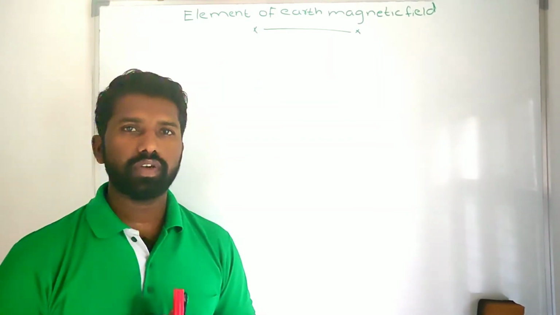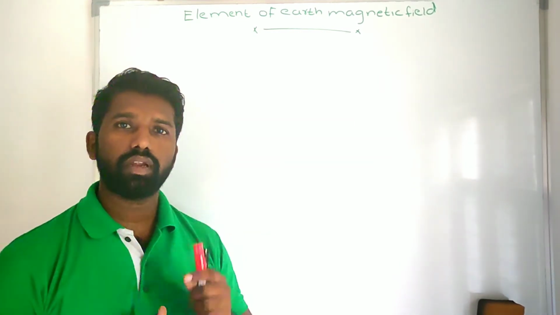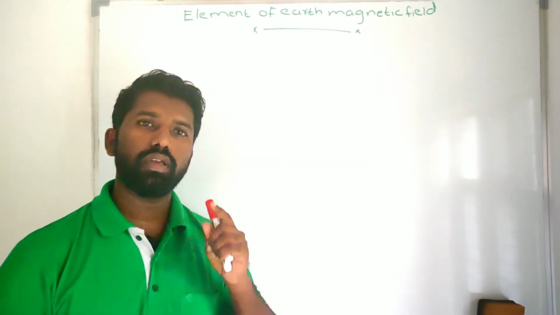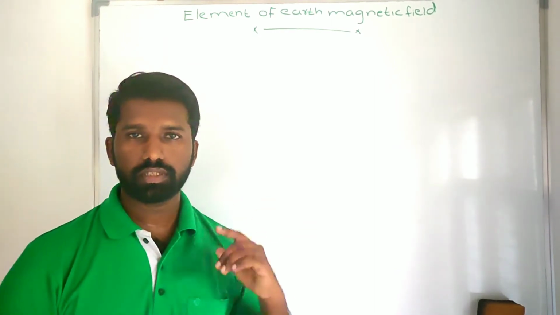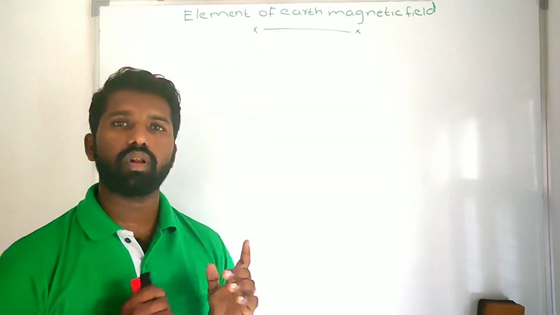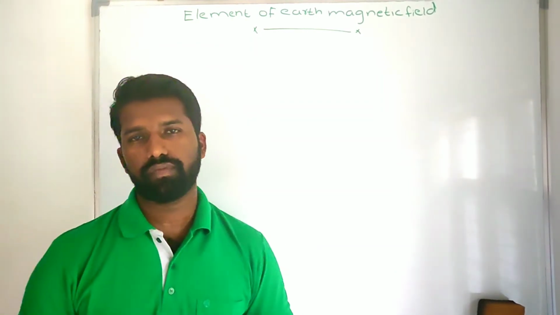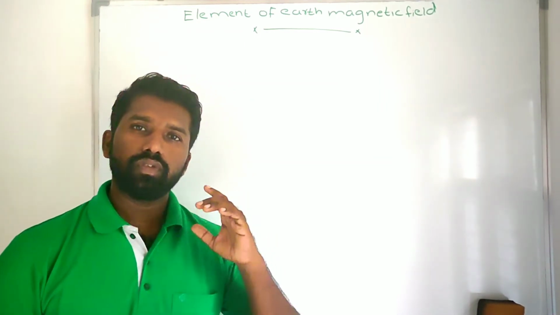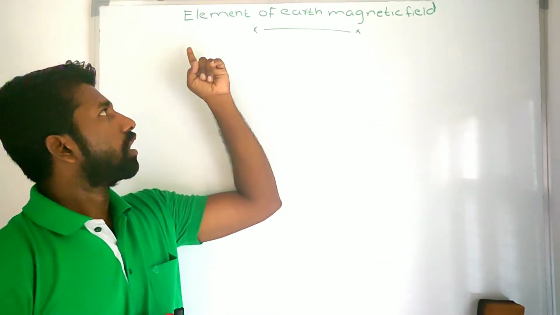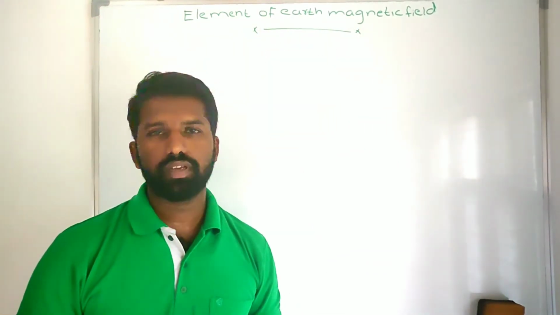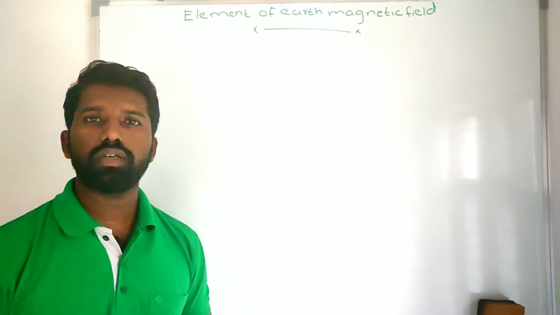To specify the direction and magnitude of the earth's magnetic field at any point, three elements have to be considered. One is declination, the second one is inclination or angle of dip, and the third one is the horizontal component of the earth's magnetic field. These three components are called the elements of the earth's magnetic field. The first one we are going to discuss now is declination.